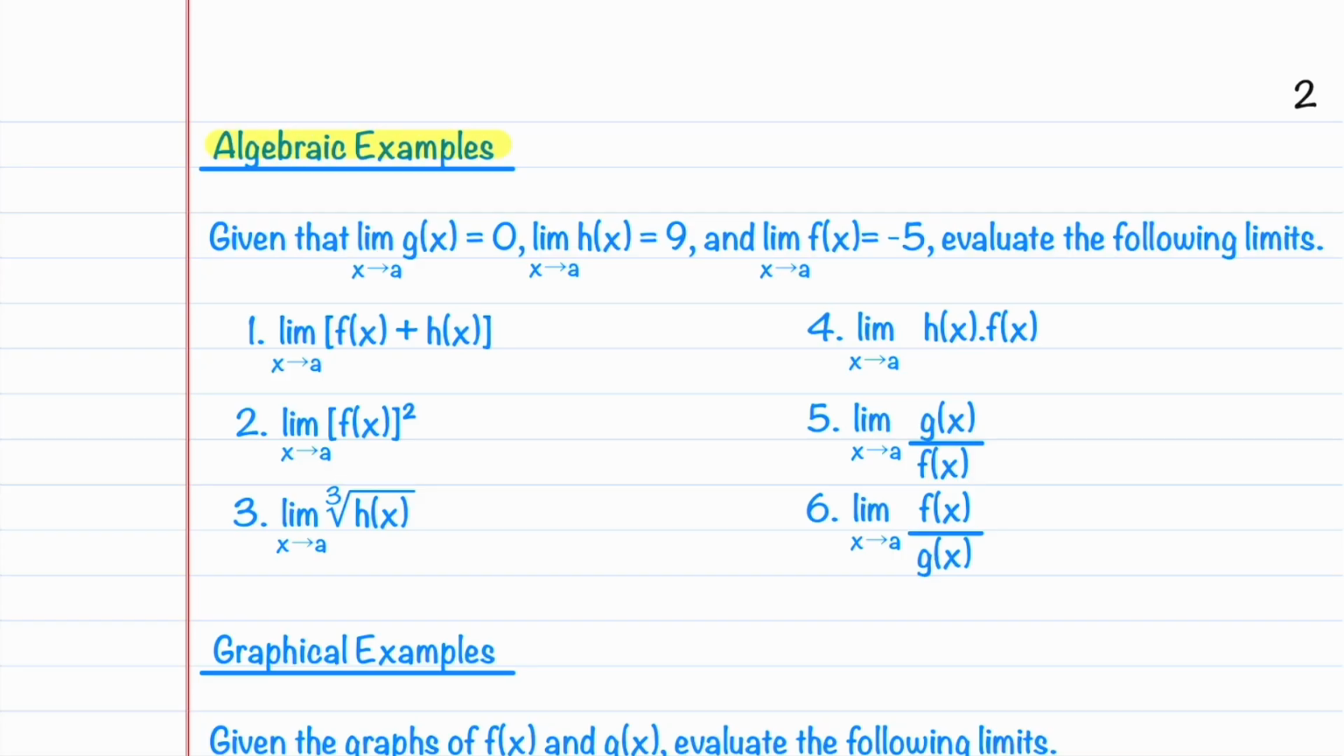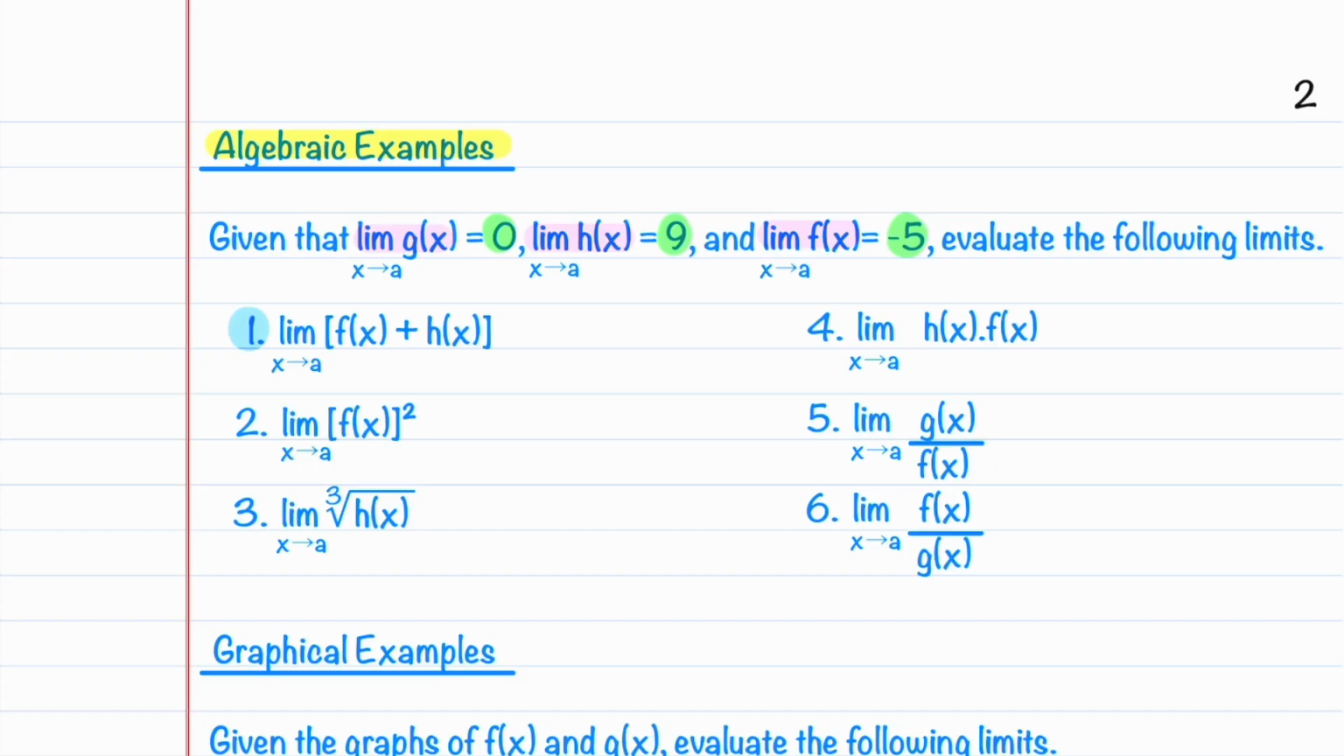We're given that the limit of g of x as x approaches some number a is equal to 0. The limit of h of x as x approaches a is equal to 9, and then the limit of f of x as x approaches a is equal to minus 5. And we're asked to evaluate the following limits. Let's look at our first one.